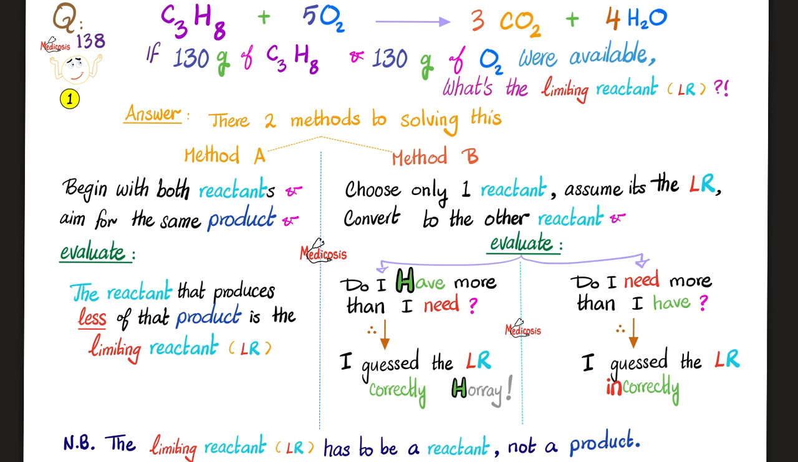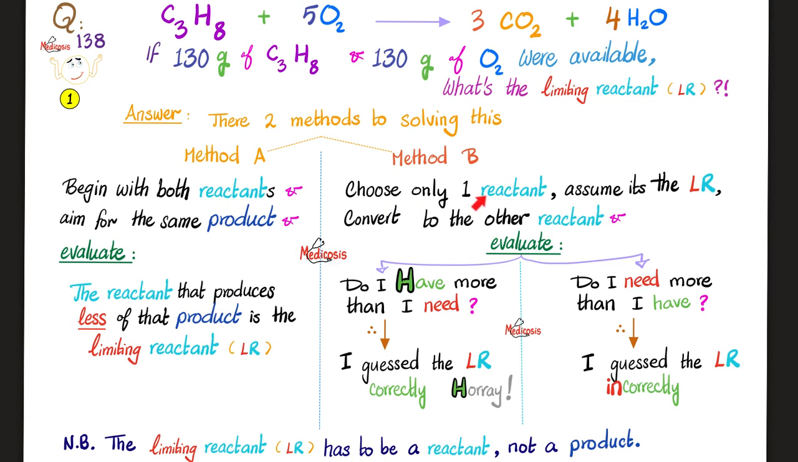If you have watched my previous video on limiting reactant stoichiometry, I've told you that we have 2 methods to find the limiting reactant. You can use method A or guess what? Method B. In method A, you begin with both reactants and aim for one product, the same product each time. The reactant that will give you less of the product is the limiting reactant. Less is limiting. But the reactant that will give you more is the excess reactant.